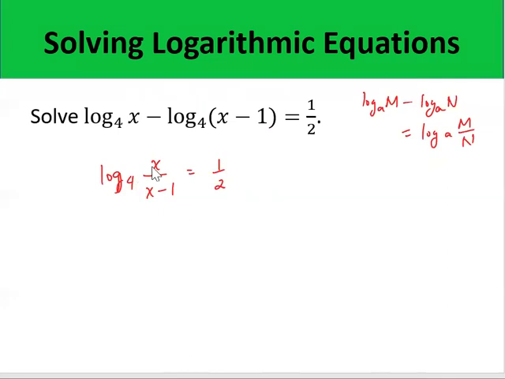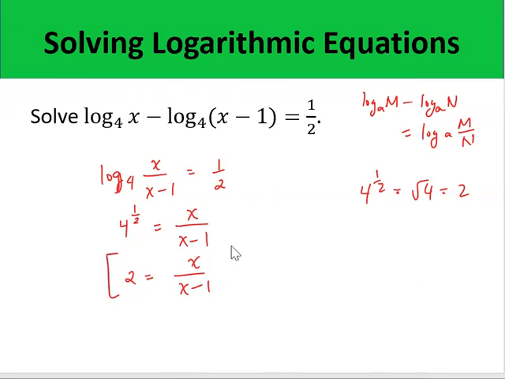Okay, and then since we have a single logarithm equals a constant, we have to convert this into its exponential form. So that's going to be 4, which is the base, raised to the number 1/2, and it's equal to x over x minus 1. Now 4 raised to 1/2 is the square root of 4, which is equal to positive 2. So this is positive 2 equals x over x minus 1. And then we multiply both sides by the LCD, which is x minus 1. So the left side now will be 2 times x minus 1, which is 2x minus 2.